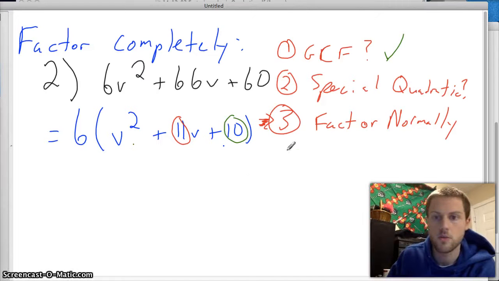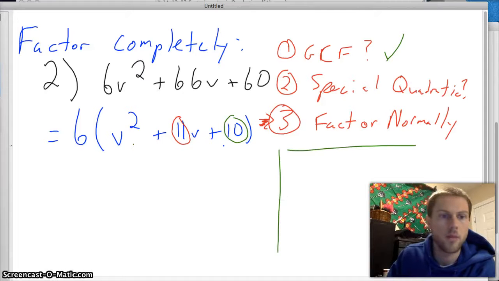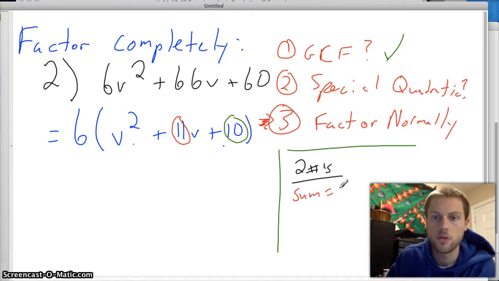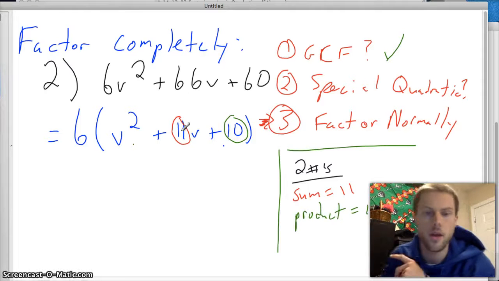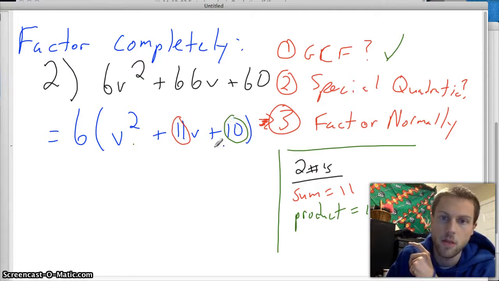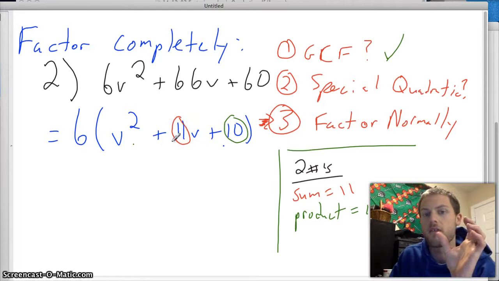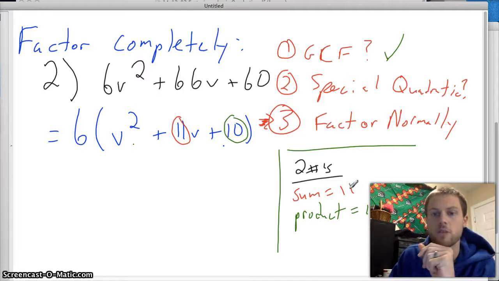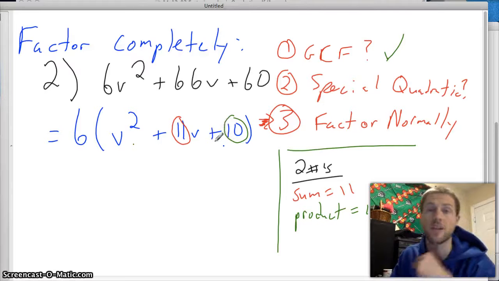So off to the side here, in my little sidebar, I'm going to play the Guess My Nums game. I'm looking for two numbers, two integers, that sum to 11. That's my B term. And I want the product to equal 10. Now I want to point out here, I forgot to circle my plus sign with both of them, but we want to be sure that the sign of these terms carry through. So that's why I'm looking for a sum of positive 11 and a product of positive 10. So make sure you pay closer attention to that than I just did.